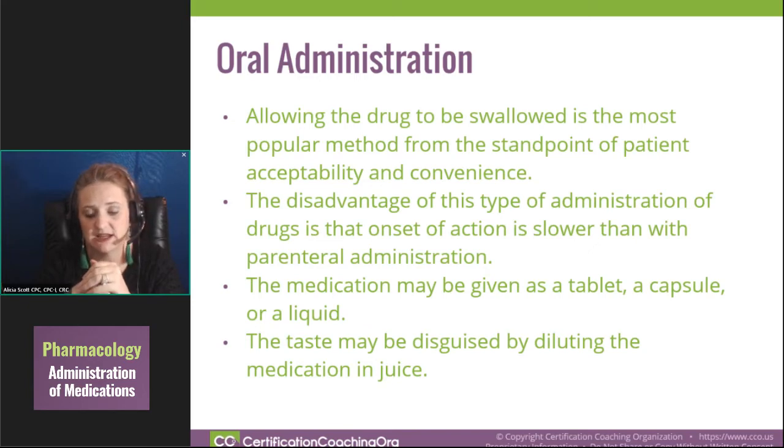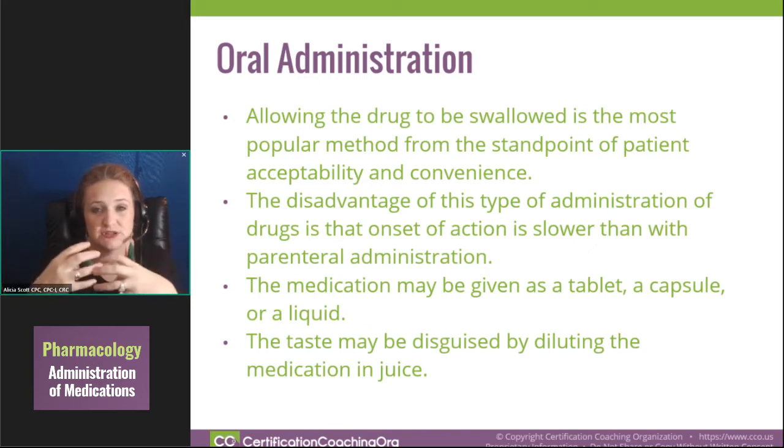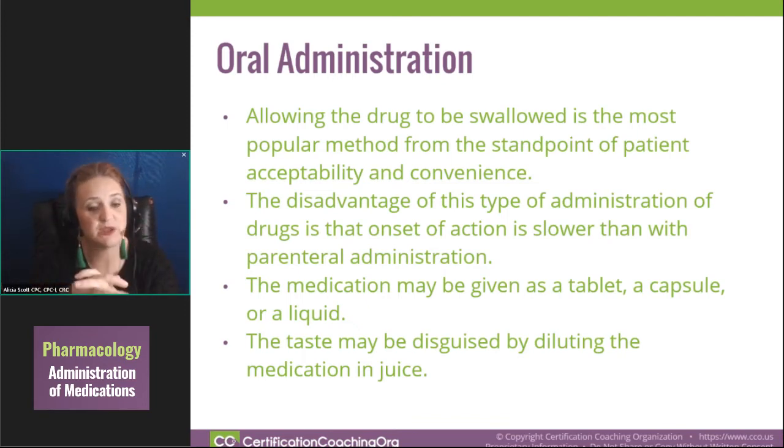And if somebody has a stomach that is underactive, right, doesn't produce as much gastric juices, which happens when we get older, it's going to take a little bit longer for the body to absorb an oral medication. It's really nice, though, that you can do a tablet, a capsule, or liquid with oral administration, and you can do liquid gels.